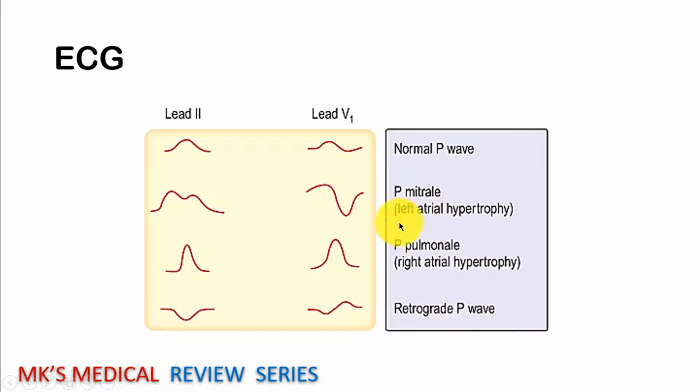So here's how it looks. This is a normal P wave in lead 2 and lead V1. This is P mitrale, which points you towards left atrial hypertrophy. You get this bifid P wave here. Then this is a P pulmonale, which is seen in right atrial hypertrophy, which are these tall peaked P waves. Then you may sometimes get a retrograde P wave, as we have seen here.